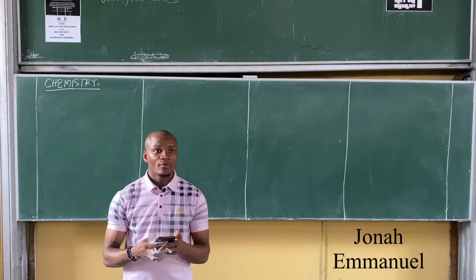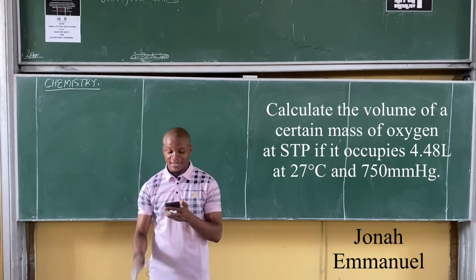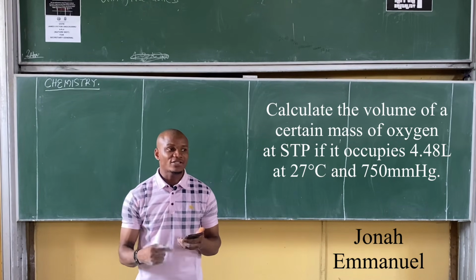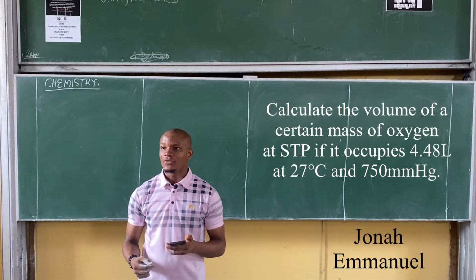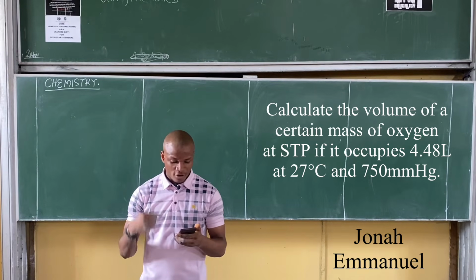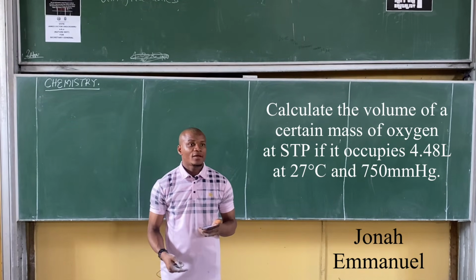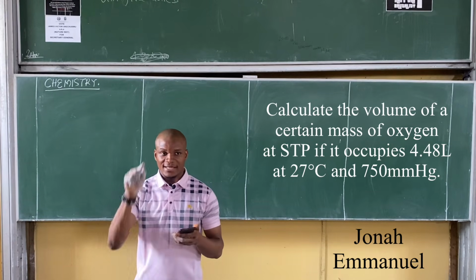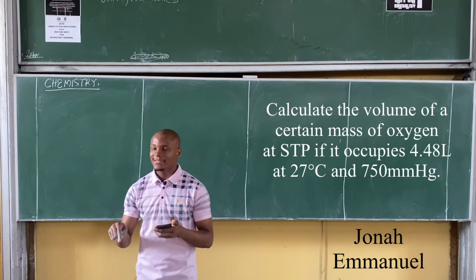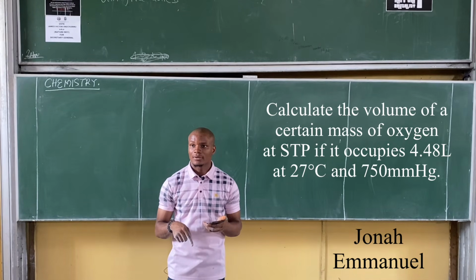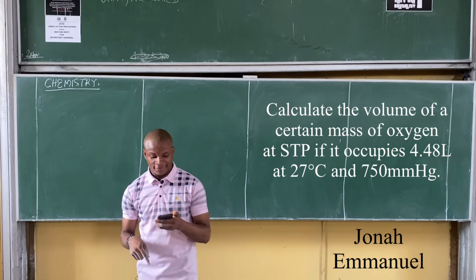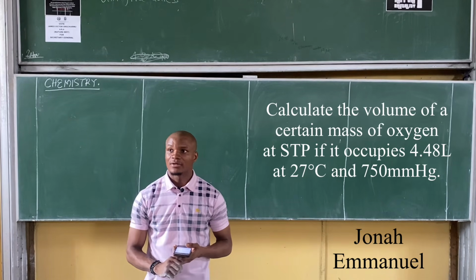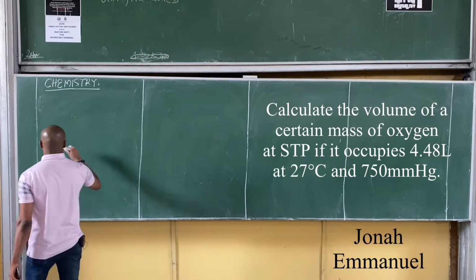Alright, example please. Calculate the volume of a certain mass of oxygen at STP if it occupies 4.48 liters at 27 degrees Celsius and 750 millimeters mercury.